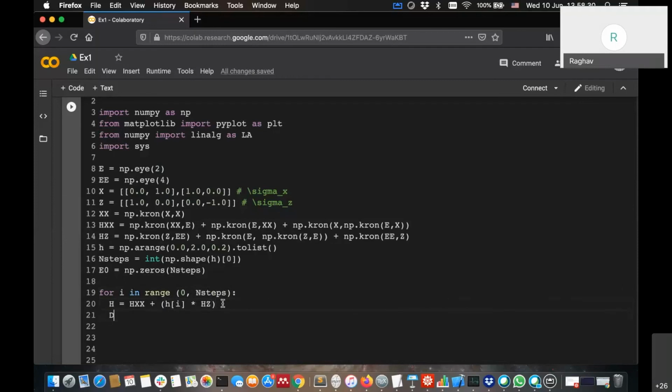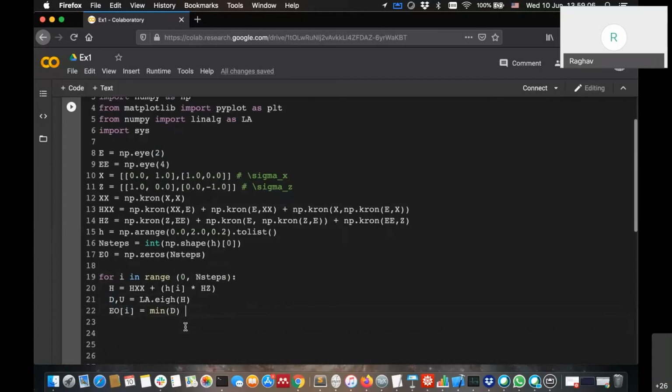What do we use? The LA linear algebra package, which diagonalizes the matrix H and throws out eigenvalues and the eigenvectors. We need to use the eigenvalues, where the ground state energy should be the minimum of D, right? So we'll take this Hamiltonian, which is 8 by 8. We'll then diagonalize it, and then we'll take the lowest eigenvalue, which is given by min of D, right? So this is the ground state energy or the lowest eigenvalue. Okay, so this is fine.